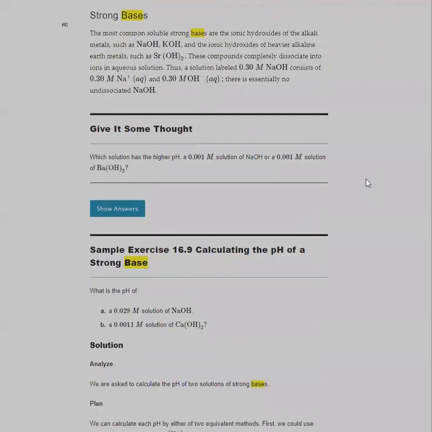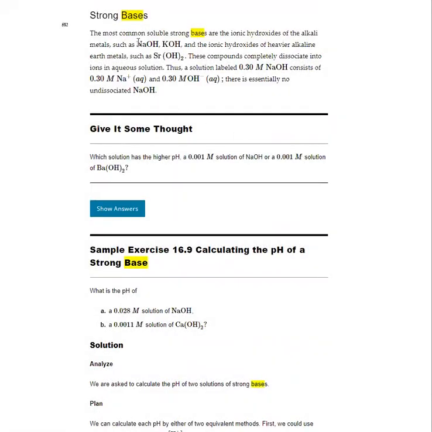Okay, moving on. Strong bases. Again, you just have to memorize these. These are all your group 1s. So you've got NaOH and KOH, both in group 1. And ionic substances from the heavier alkaline earths. So that's group 2. So strontium hydroxide. If you remember the solubility rules, strontium, calcium, barium, those are very soluble. So strontium hydroxide, calcium hydroxide, and barium hydroxide are all strong bases because they can dissociate.